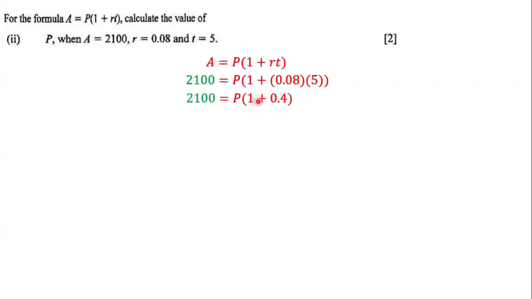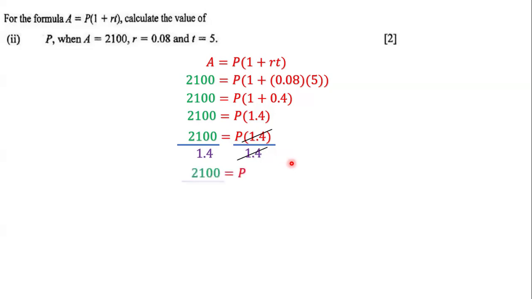Next, we add these two. So 1 plus 0.4 is definitely going to be 1.4. Next, we're going to divide both sides of this equation by 1.4 because we want P to be by itself. We want to isolate P. So we cancel 1.4 with 1.4, and we are left with P is equal to 2,100 divided by 1.4.